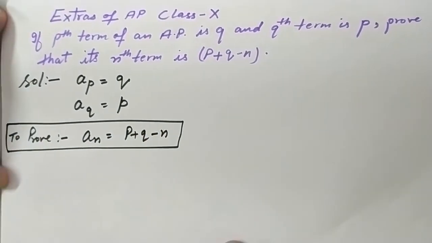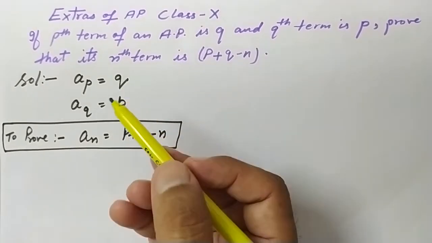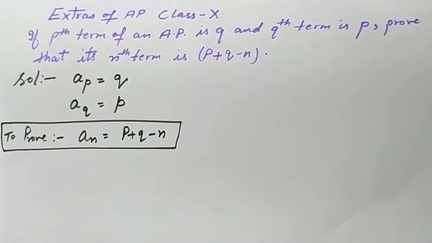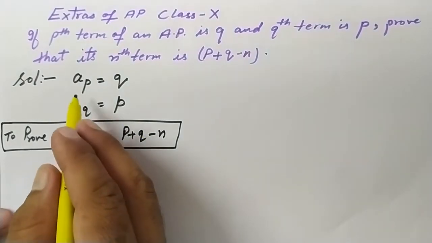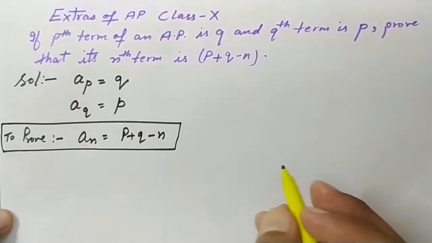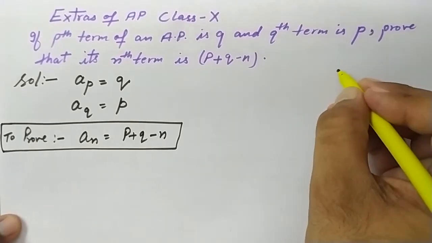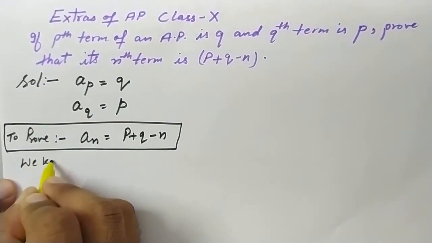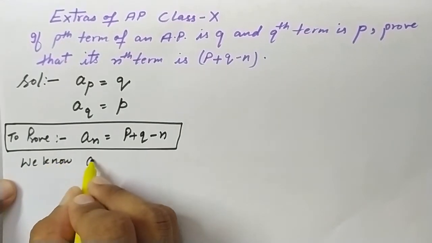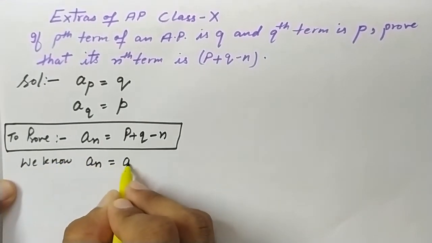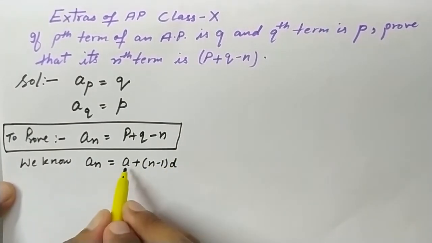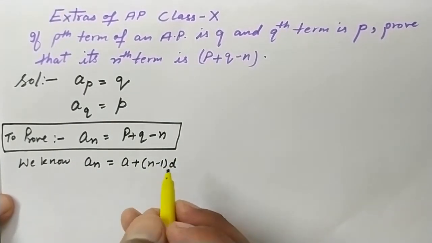So let's see now. From these two equations, we will get the value of A and D and we will fill in this. AP means we have a formula for general term of an AP. We know that general term An is, formula is this, A plus N minus 1 D. Here A is the first term and D is the common difference.